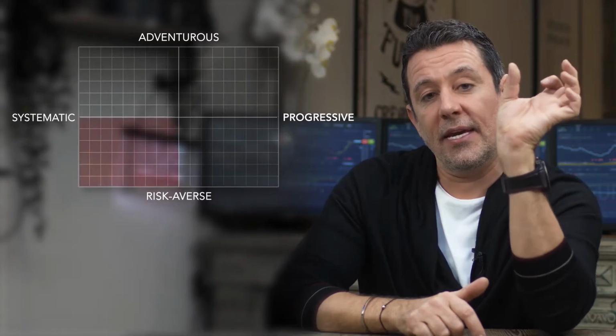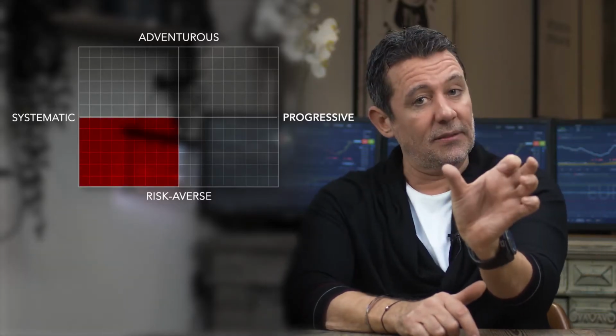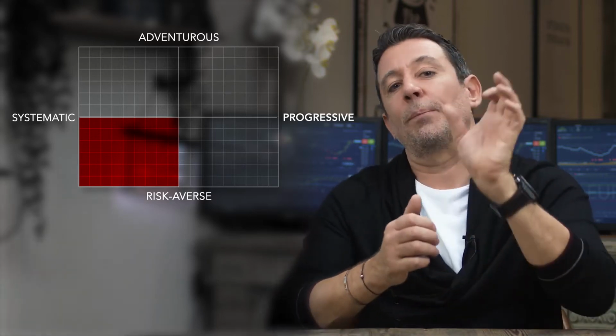Okay, so we've covered 2 of the archetypes already. Remember, they come in 2 flavor names. So the first was, of course, the systematic risk averse. The second we've just covered, of course, was the progressive adventurous.